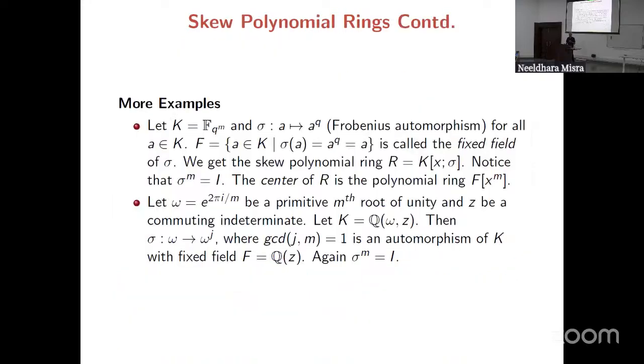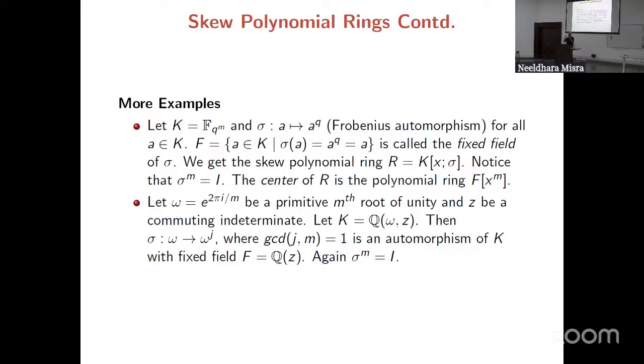Okay, so here are some more examples. You can take the finite field F_q^m. You can think of q as a prime, and F_q^m is obtained by taking F_q[x] modulo a degree m irreducible polynomial over F_q. And the map a maps to a^q is the Frobenius automorphism.